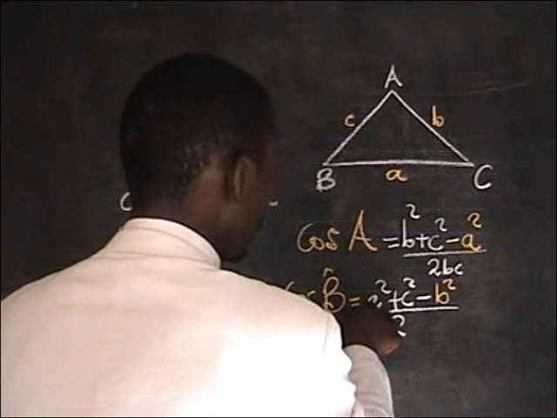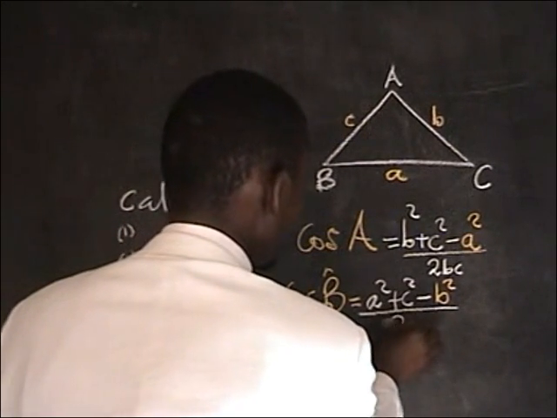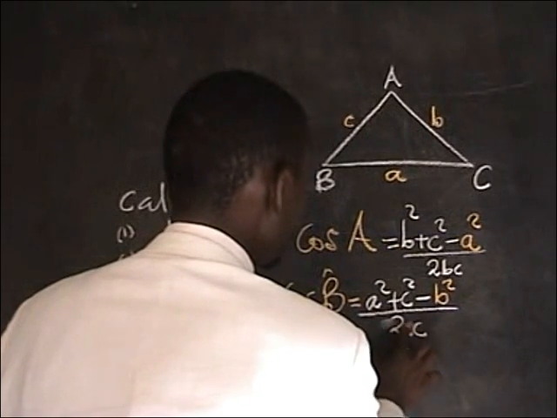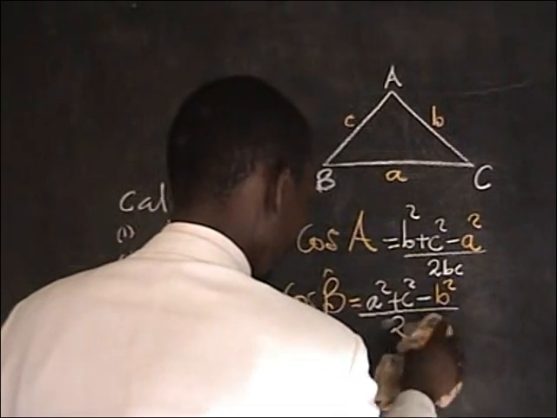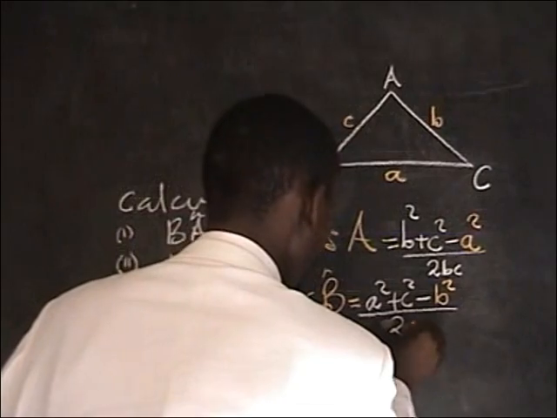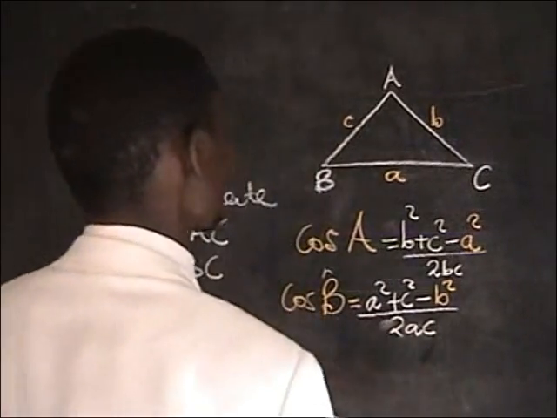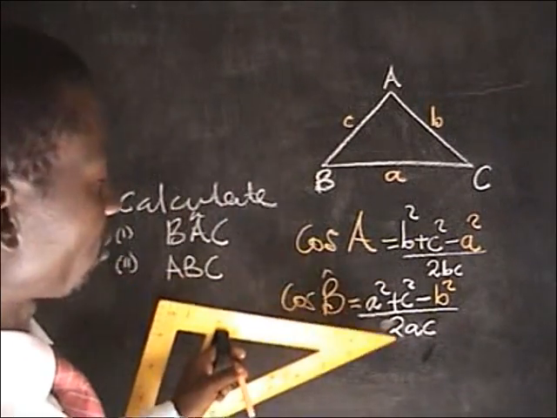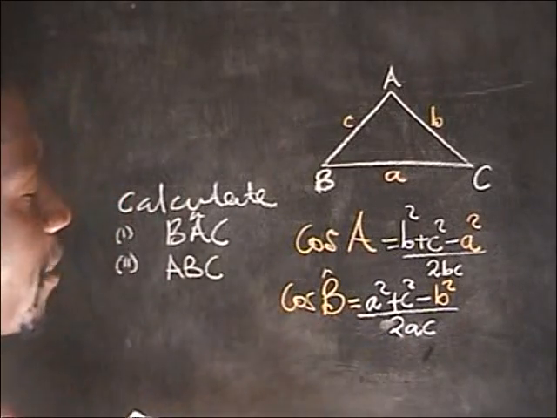Mind you, this is A squared plus C squared, so you just get A and C. So this is 2AC. That is the formula which can be used to work out angle B.